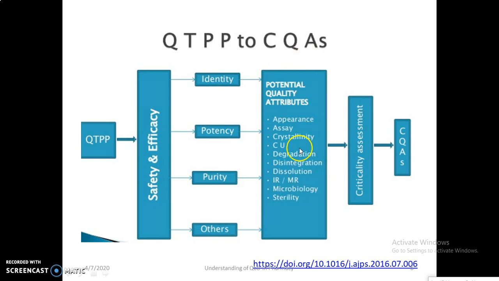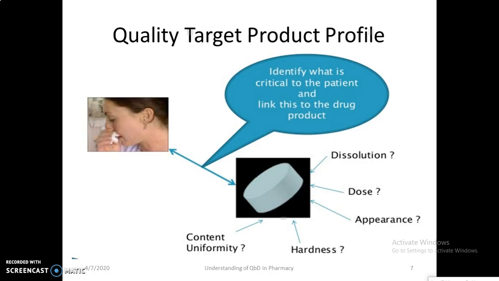If you identify these parameters, then one can go with the CQA, that is critical quality attributes, because they are all uncertain. If you just go with the traditional approach, it is all uncertain. If you know the predefined quality that you are going to achieve, then you can manage the entire life cycle of QBD. The quality target profile could be your content uniformity, hardness, appearance, dose, dissolution. This could be your QTPP. How can we define it? Because it identifies what is critical to the patient and links to your drug product. That is nothing but the quality target product profile. Always think about that.